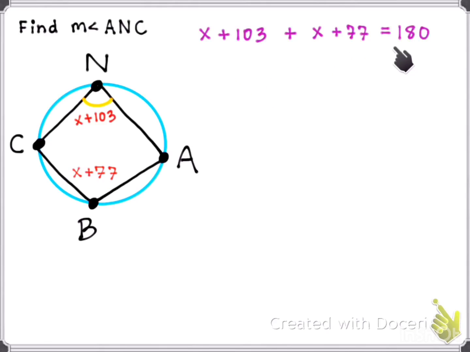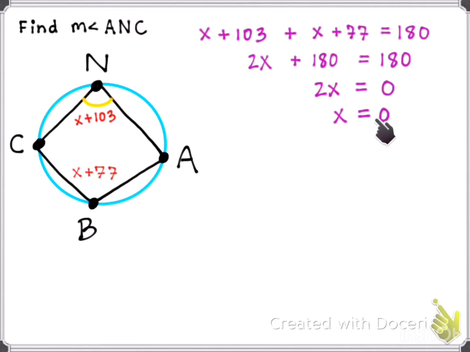Now, let's go back over here and solve. You can combine these two x's to make 2x. And we can combine 103 with 77 to get 180. I can subtract 180 from both sides. I can divide it by 2. As it turns out, x is 0. That rarely happens, but it did here. This is kind of a weird problem, to be honest. But whatever, we can proceed.